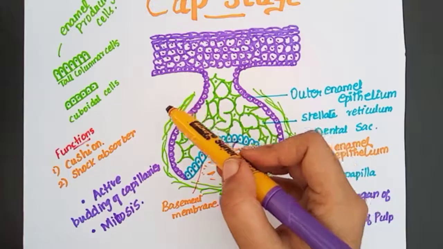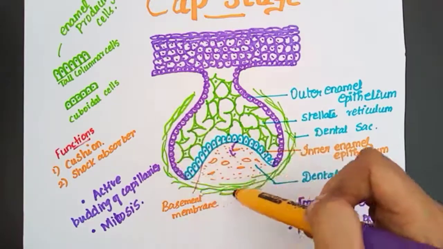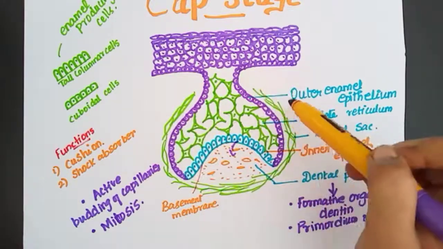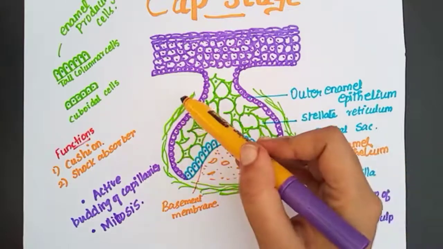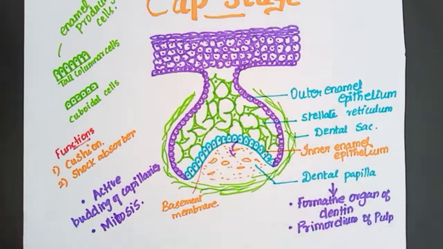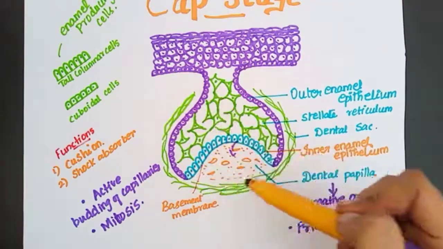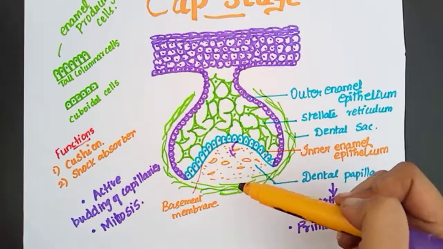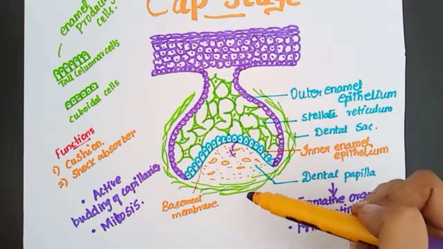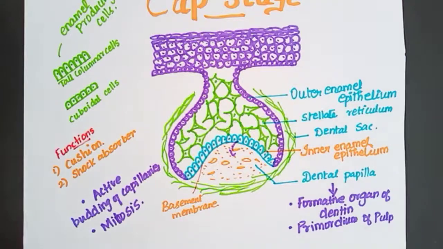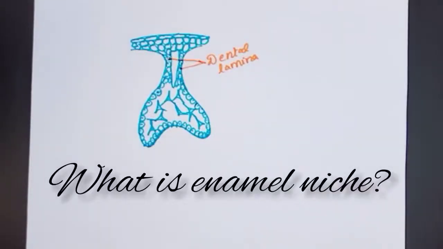While the enamel organ and the dental papilla develop, the marginal condensation of the ectomesenchyme surrounding this enamel organ and dental papilla takes place and forms a denser and more fibrous layer and forms the primitive dental sac. Now let's see about enamel niche.